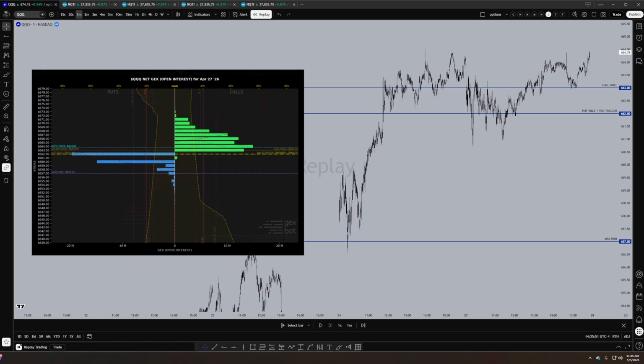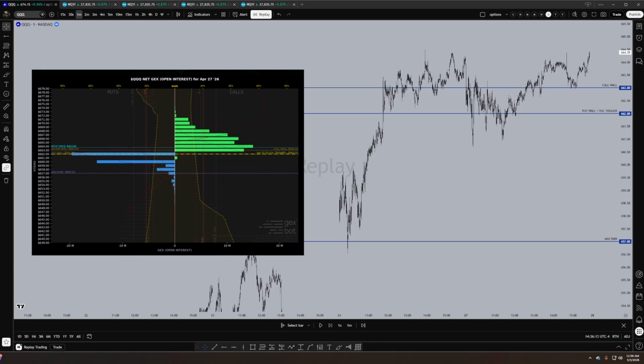So if we have a positive gamma, that means that dealer hedging usually has a dampening effect, and that means that price movement can become more controlled. If price goes up, dealers may sell into that strength, and if price goes down, dealers may buy into that weakness. And this is going to create a more stable and choppy environment with a lot of mean reversion.